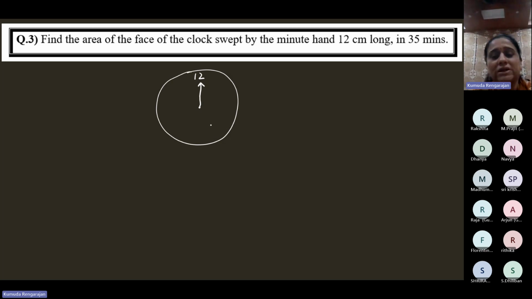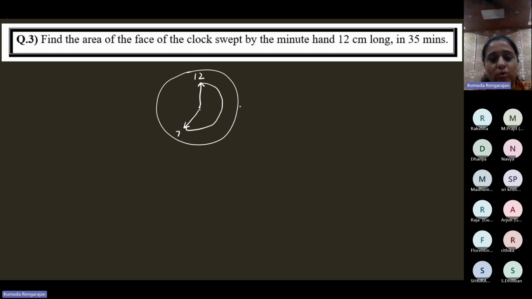Okay. Now the minute hand goes 35 minutes. So 8:35 it is. This is the initial position of the minute hand. Now after 35 minutes, it's going to come here. So it's traced this sector on the face of the clock.